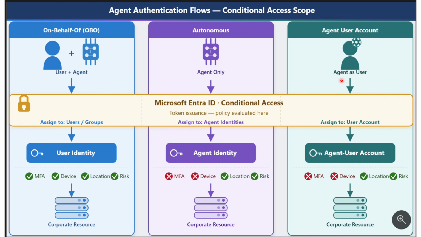So think of this agent, then agent user account, Entra ID, and then the resource. Now, the important point is that the agent is using a user type identity, but it's still not a human user. So keep this in mind when we go to the demo and we start creating those policies.